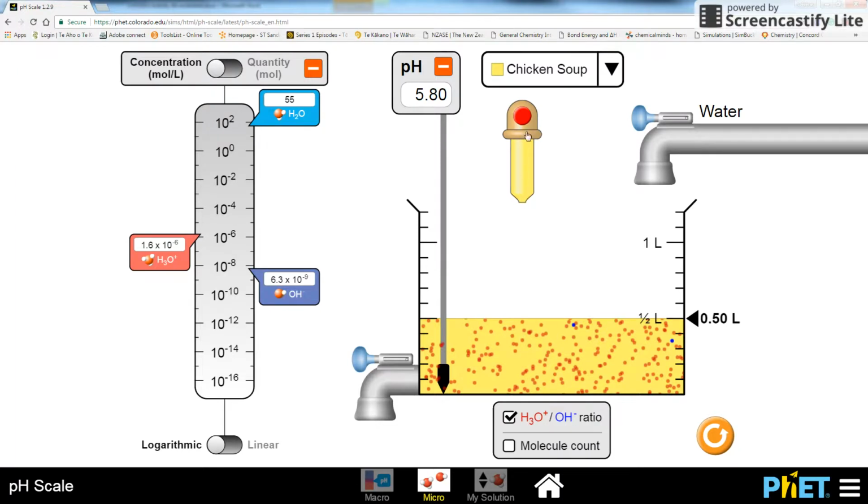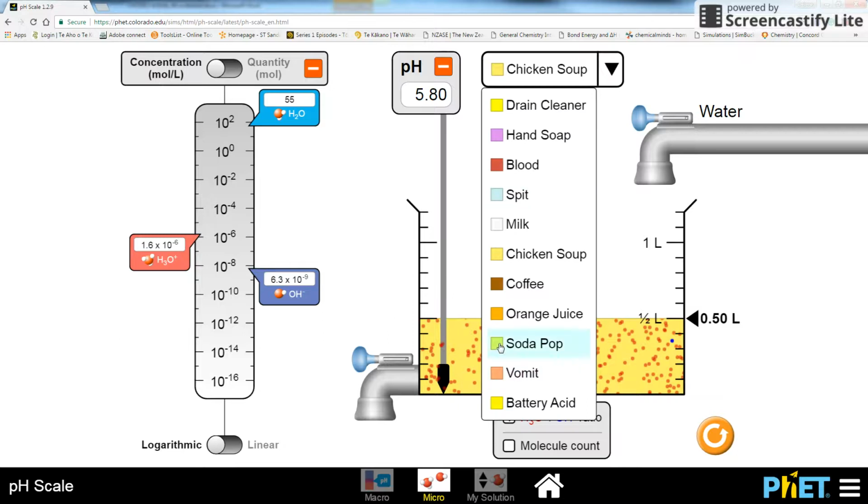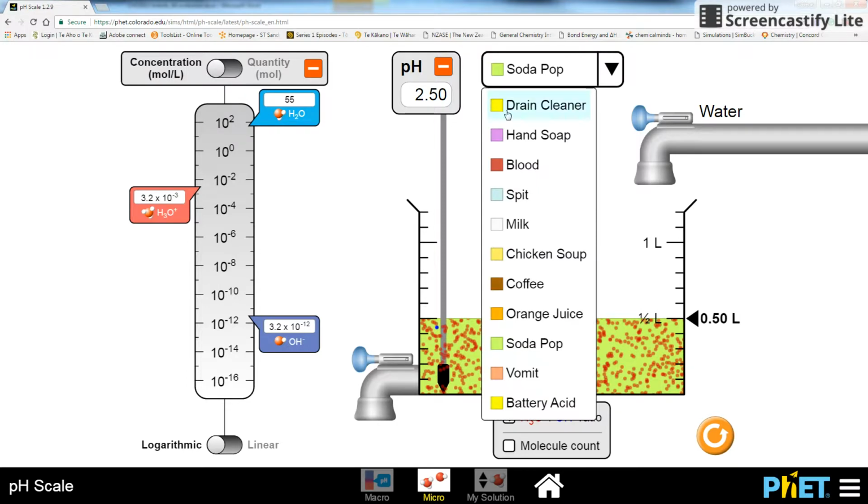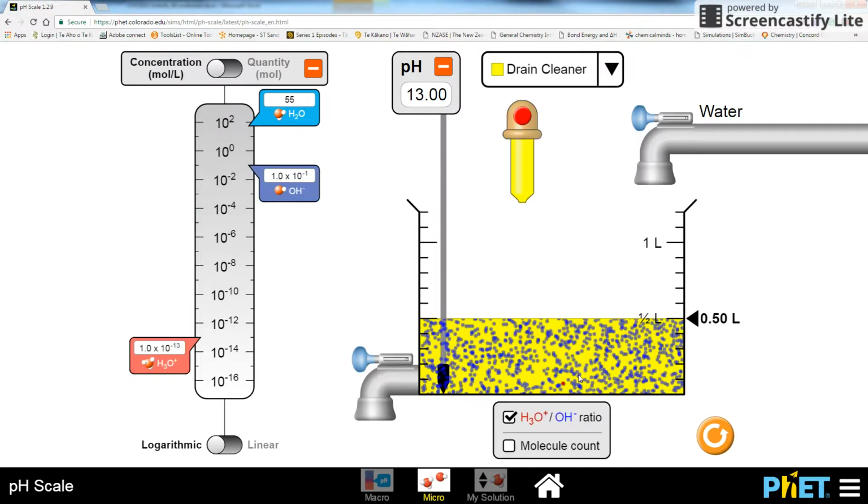So by changing these different substances, say to the soda pop, you'll notice there are a lot more hydronium ions than hydroxide, whereas if I have drain cleaner, I have a lot more hydroxide than hydronium, very few. Notice also that this gives a linear scale. You can see there are millions more of the hydroxide ions to the lonely hydronium ion over here. This gives the log scale to make it easier numbers to work with.